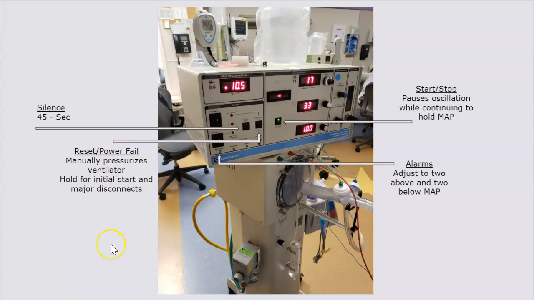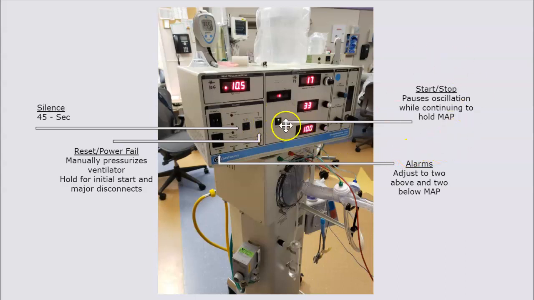This is what actually manually pressurizes your ventilator. It helps with your initial start. It helps if there's a disconnection and you lose power, if you lose pressure. You hold it down and it will repressurize the ventilator and the circuit so that you can provide the oscillation. So let's say you get disconnected, you're switching out a suction catheter, whatever it may be. Disconnections do happen. We're all human. And you press the start stop and it won't go. Hold down this power reset button and it will power it back up and start it.